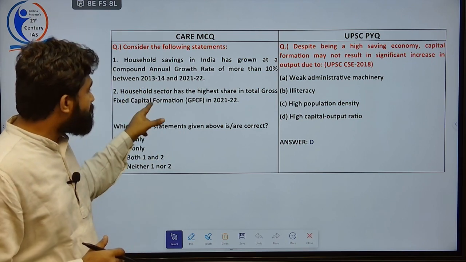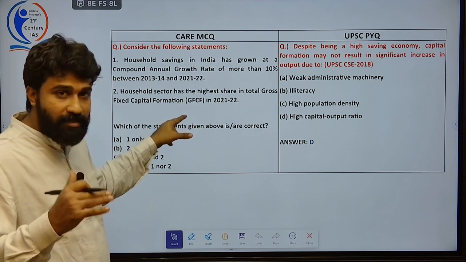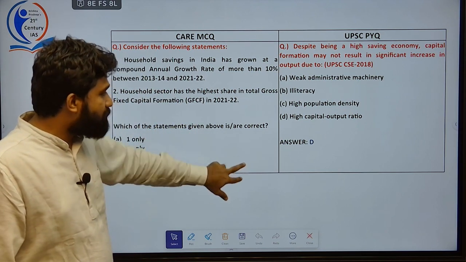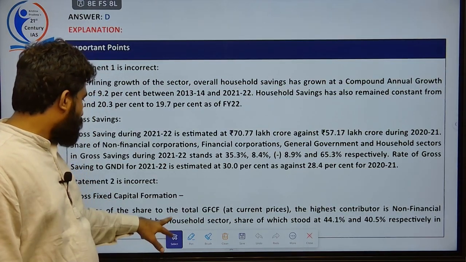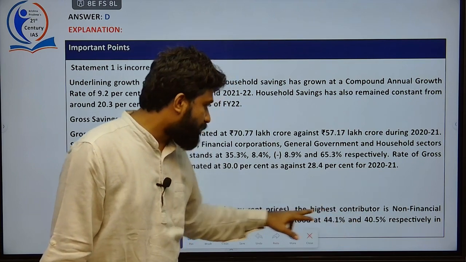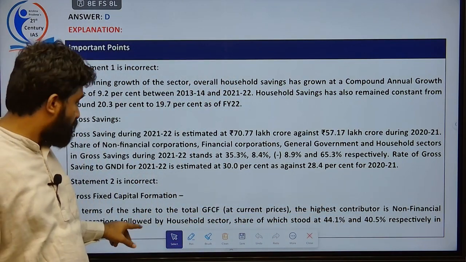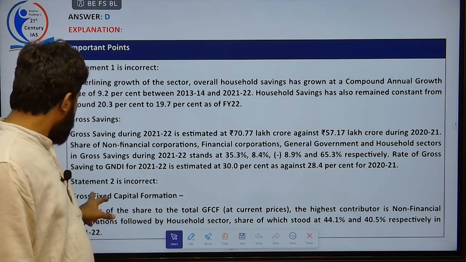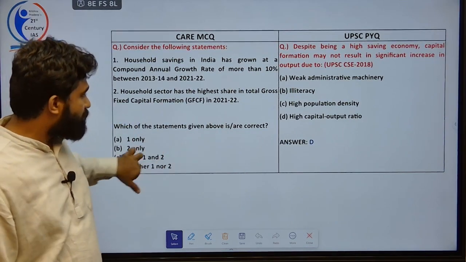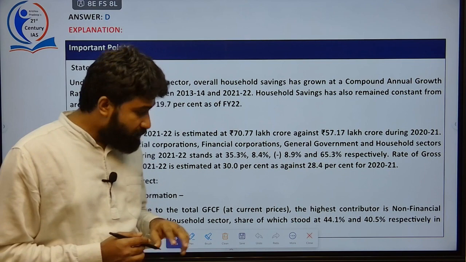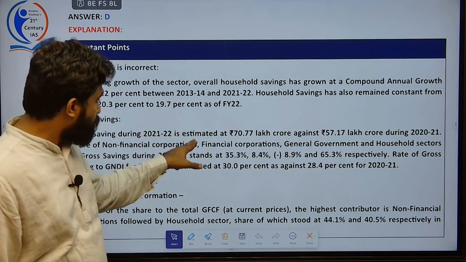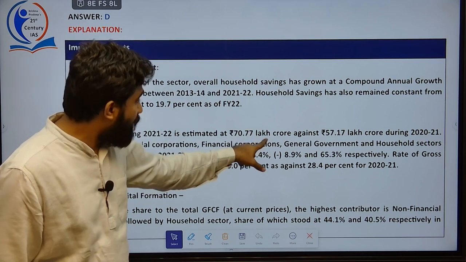And the second statement is about the household sector having the highest share. No, it is not the highest share, it is in second place, and the first place is with non-financial corporations. So, the highest contributor is non-financial corporations, followed by the household sector in this gross fixed capital formation. Gross fixed capital formation. Okay. And coming to this sector-wise trend, gross savings during 21-22 is estimated at around 70 lakh crore.